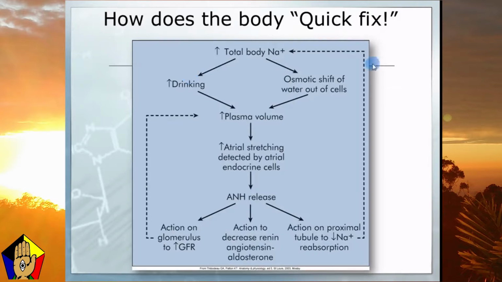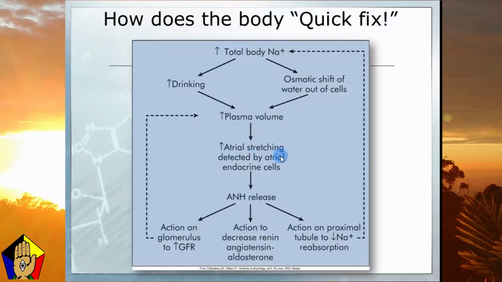Right? In the process, while you're drinking water, you have an osmotic shift. The water starts getting pulled out of the cells. Too much salt, hypertonic solution. The water is being sucked out of your tissues. It's raising your plasma volume. So now your plasma volume is going up. Now you have this atrial stretching.